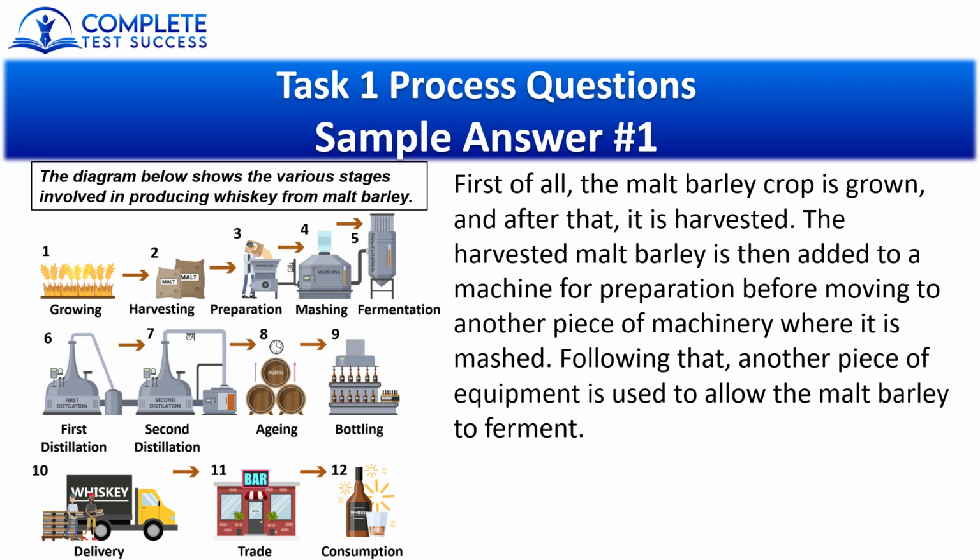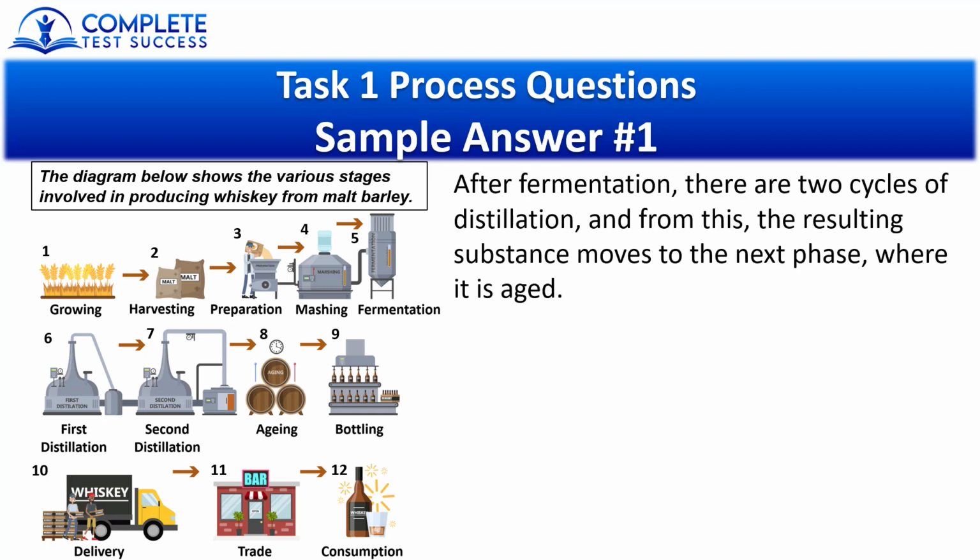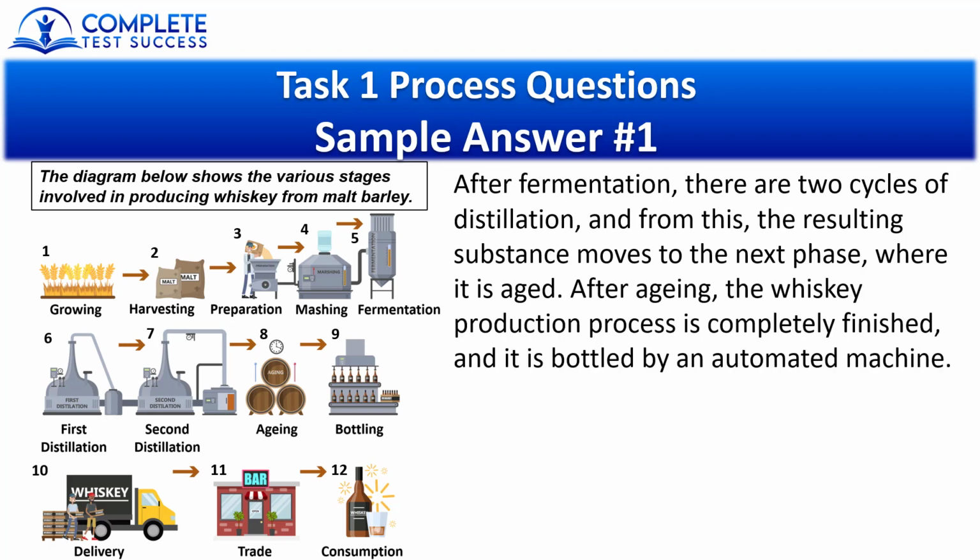Following that, another piece of equipment is used to allow the malt barley to ferment. And the second details paragraph. After fermentation, there are 2 cycles of distillation, and from this, the resulting substance moves to the next phase where it is aged. After aging, the whiskey production process is completely finished, and it is bottled by an automated machine.